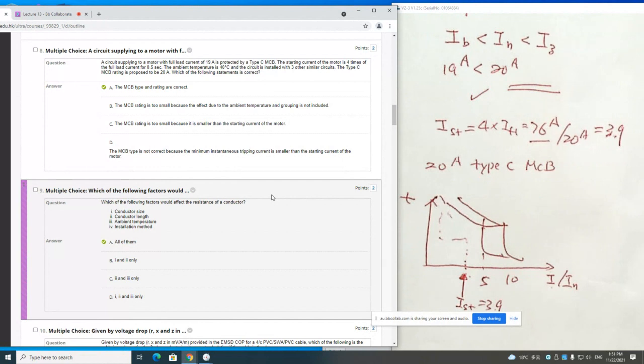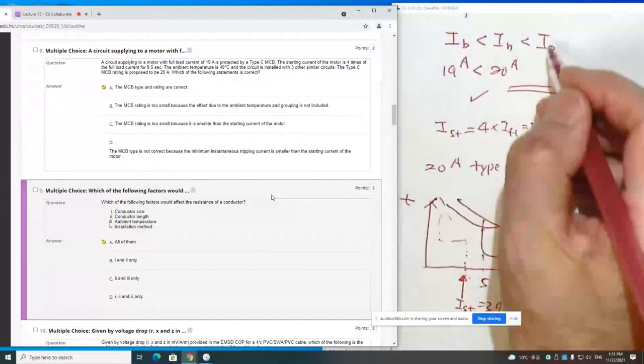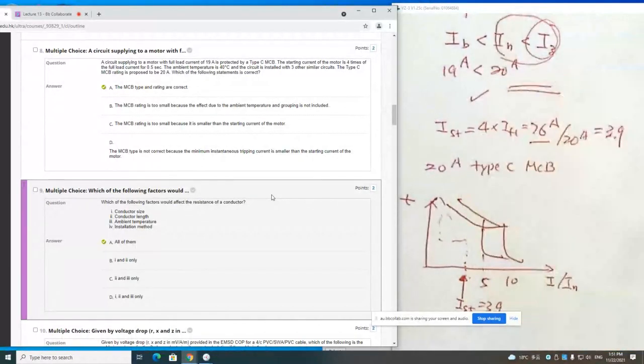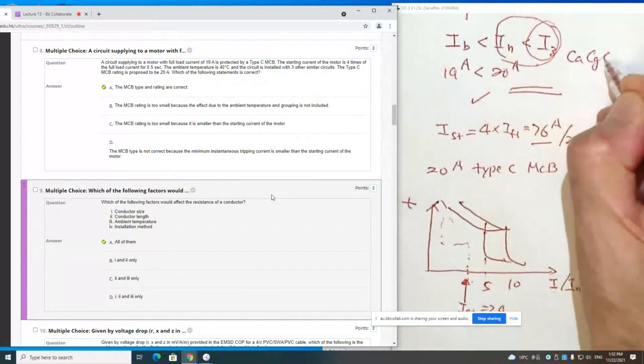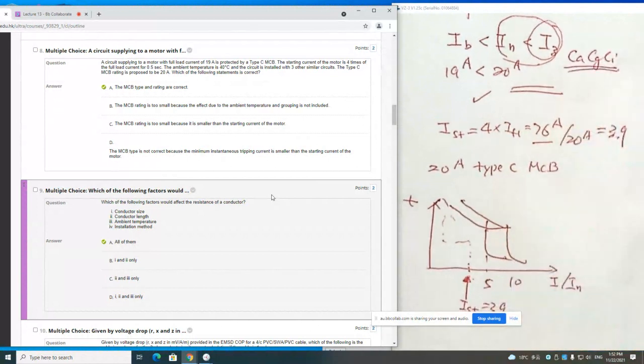And well, some students say that the MCB rating is too small because the effect due to the ambient temperature and the grouping is not included. Both factors actually are used to determine the cable size. So if you want to determine cable size, you have to consider this requirement, and then you need to consider CA, CG, and CI. But that part is actually not addressed in this question, so we don't need to worry about that, because we have no idea about the cable size. So we cannot make a judgment. So the answer is A.